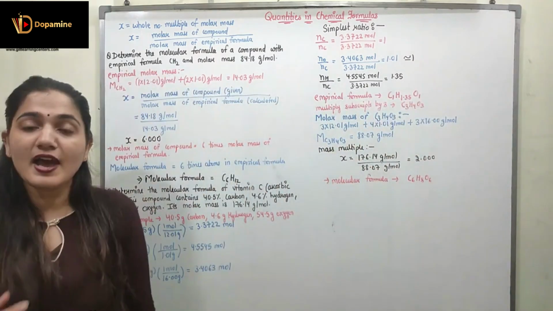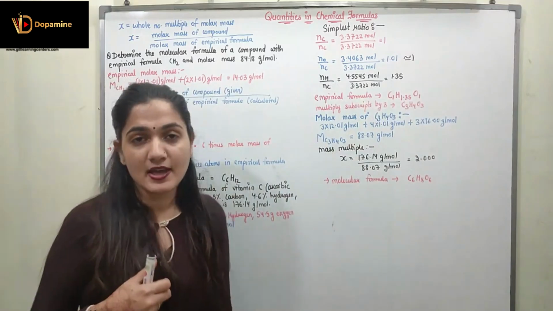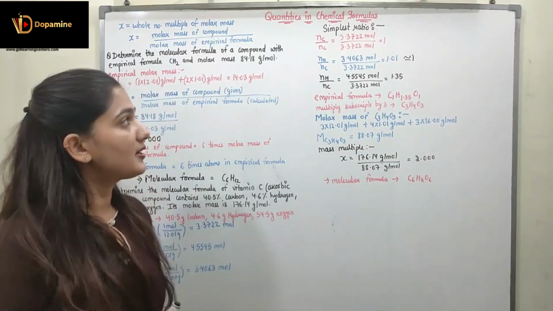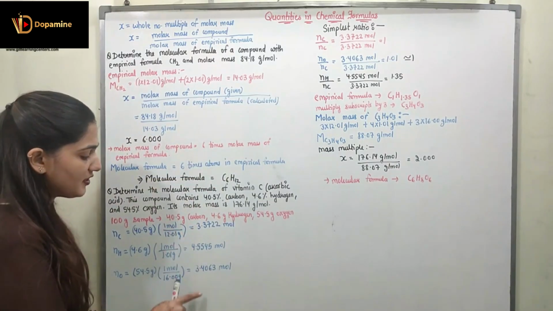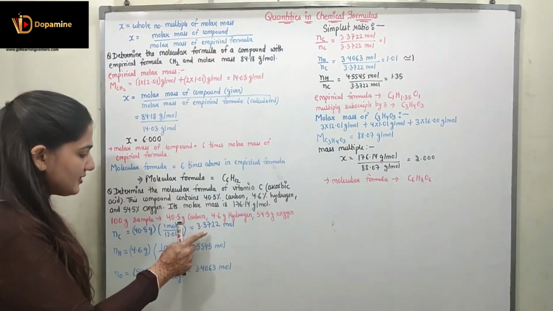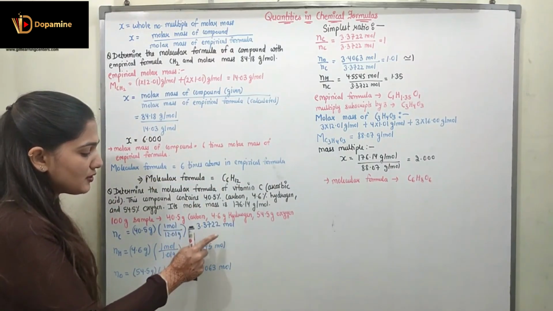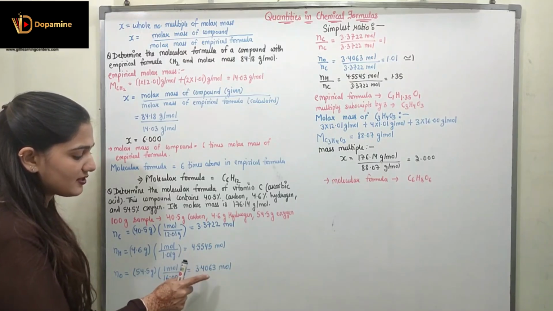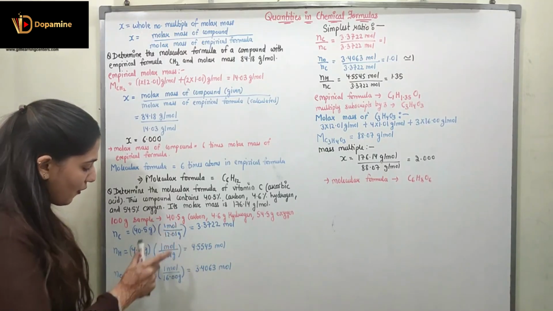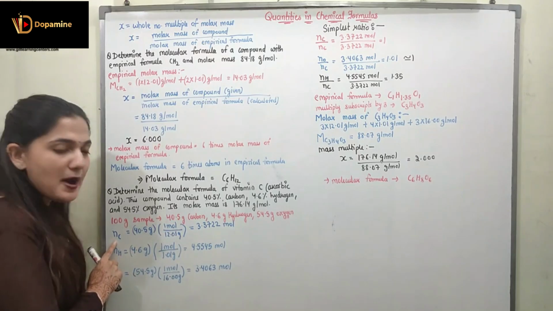So now we have to find the simplest ratio to find the empirical formula. For the simplest ratio we have to find which of the numbers is smallest. You can see 3.3722 is lesser than 4.5545 and even lesser than 3.4063. So we are going to divide all of the amounts by the amount of the carbon.